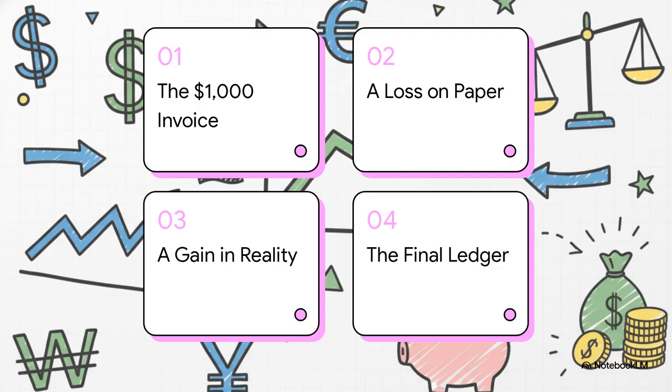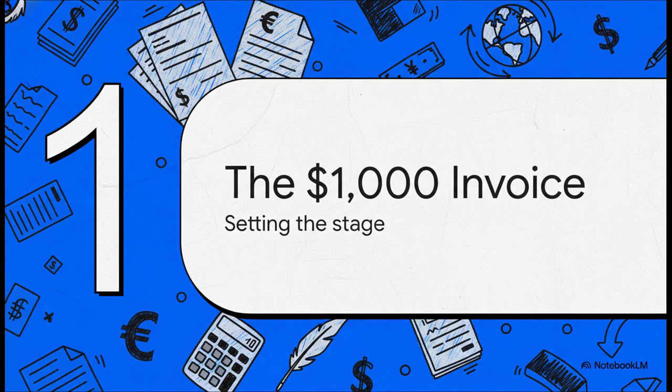Here's how we're going to tackle this. First, we'll look at the initial invoice. Then we'll see how a rate change can create a loss, at least on paper. After that, we'll watch the rate swing back, creating a real gain. And finally, we'll tie it all together. By the end, you'll see how it all clicks into place. Okay, let's jump right in.